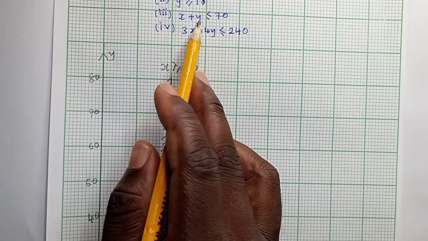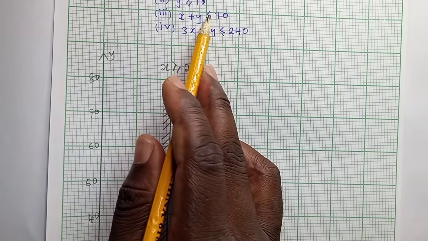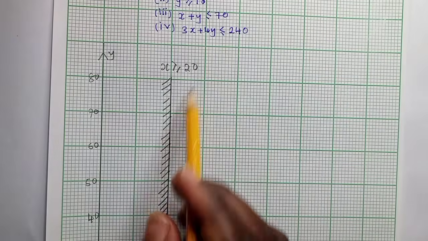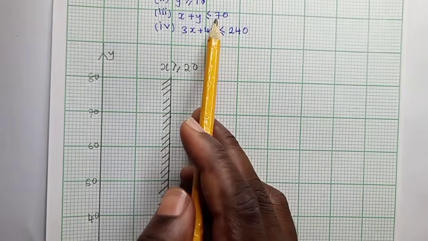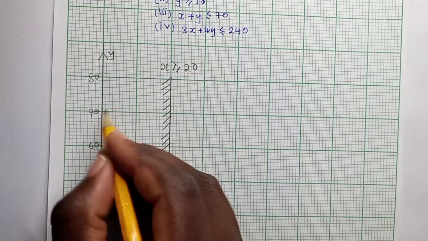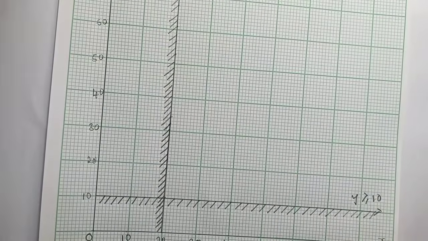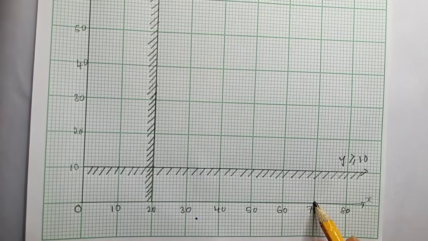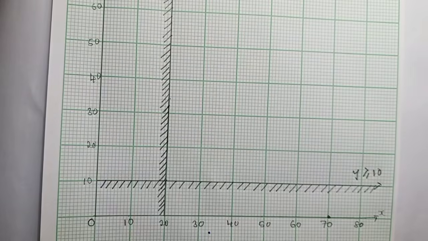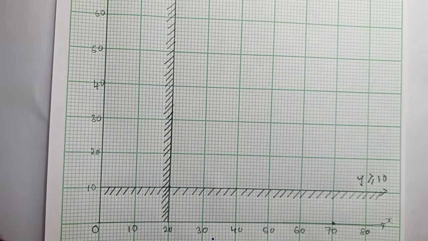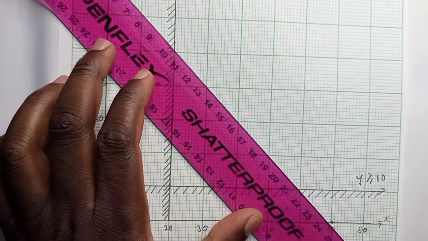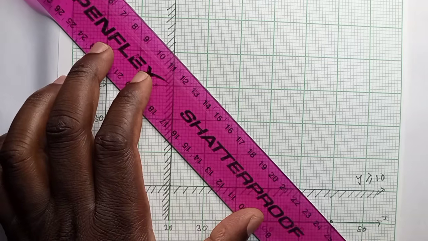x plus y is less or equal to 70. So this inequality is passing at 70. Here 70, and where is the 70 here? It's down here, 70 this side. Okay, so you just put your ruler like this, make it pass at 70.